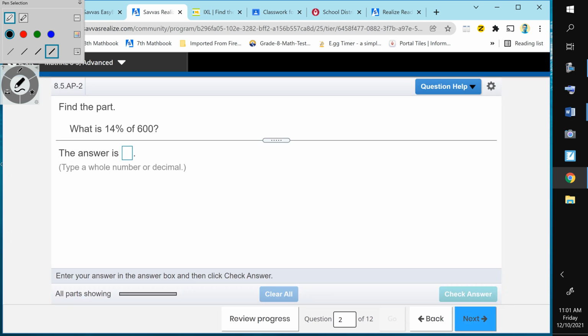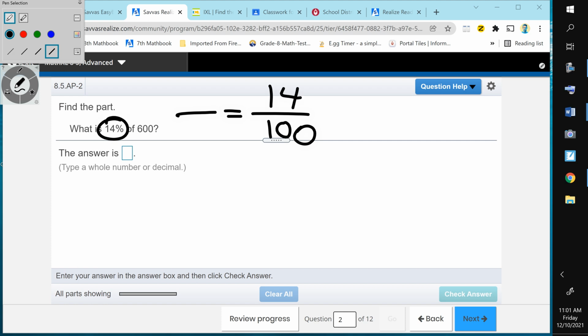What is 14% of 600? Same type of question. Here's my percent proportion. Here's my 100. There's my percent right here. There's my of right here. There's my x. X times 100 is 100x.